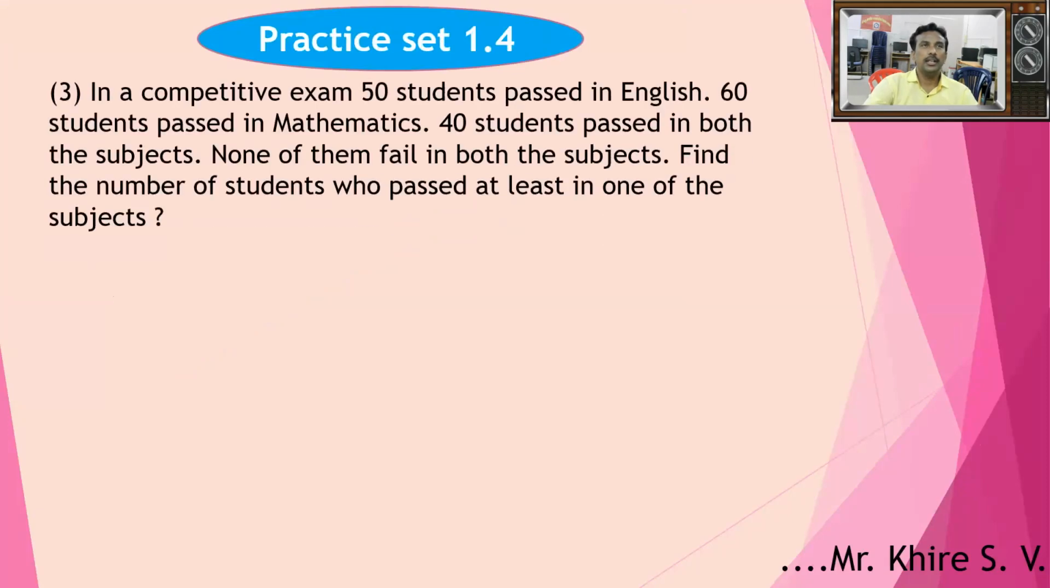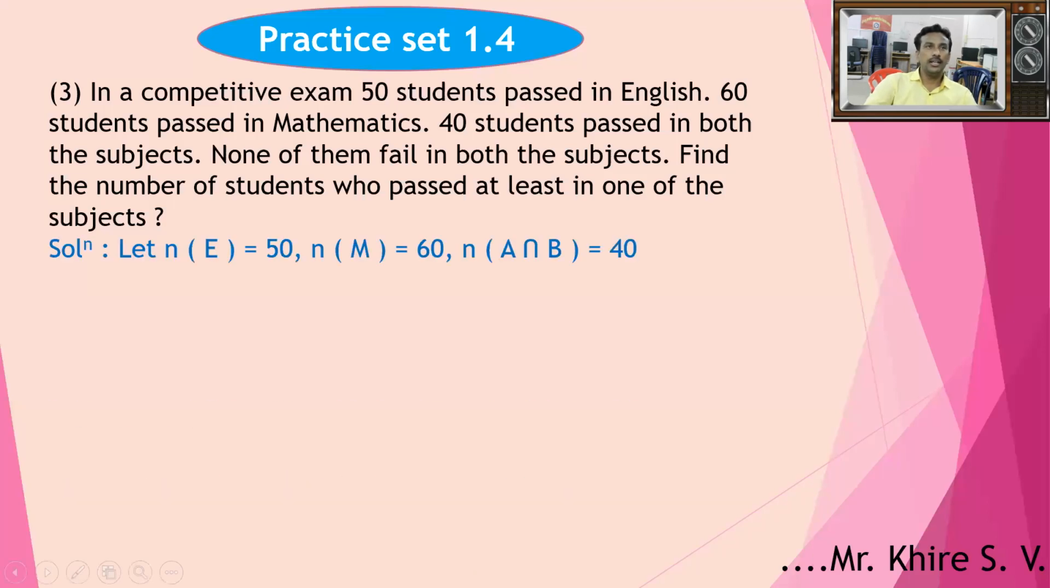Next example is, in a competitive exam 50 students pass in English, 60 students pass in mathematics, 40 students pass in both the subjects, none of them fail in both the subjects. Find the number of students who pass at least one of the subjects.